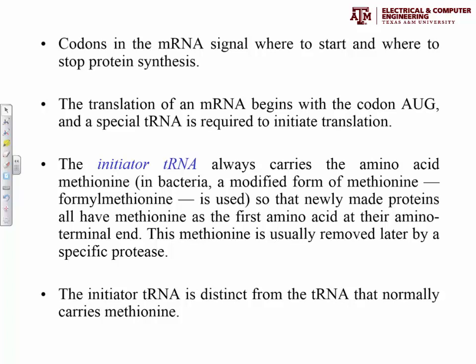Now the initiator tRNA always carries the amino acid methionine, and in the case of bacteria, there is a modified form of methionine, which is formyl methionine, all right? Remember, we talked about formic acid, HCOOH, formaldehyde and so on. So if you put that formyl group on methionine, you'll get formyl methionine. It's used so that newly made proteins will always have methionine as the first amino acid at the amino terminal end. And this methionine is usually removed later by a specific protease.